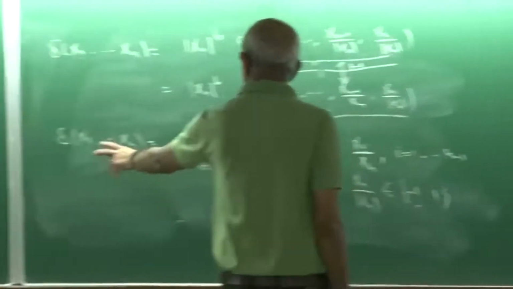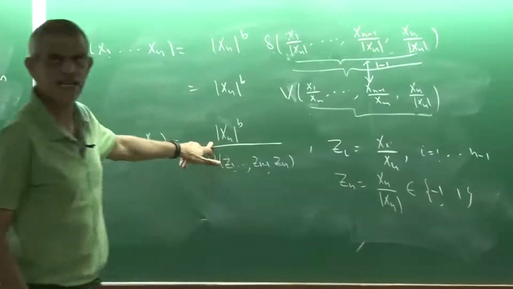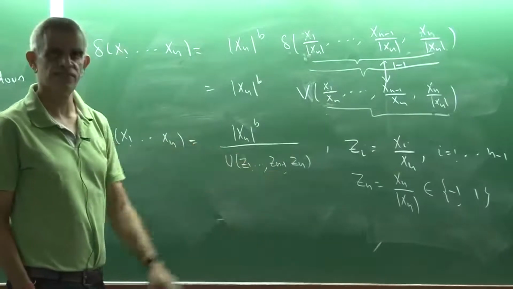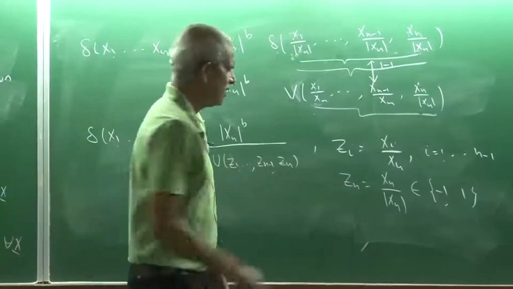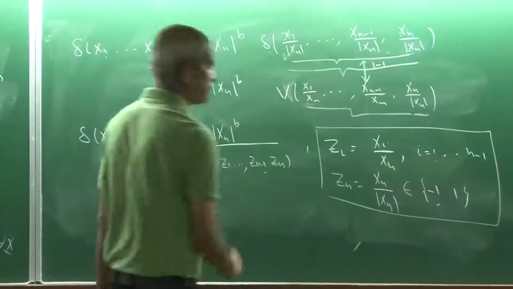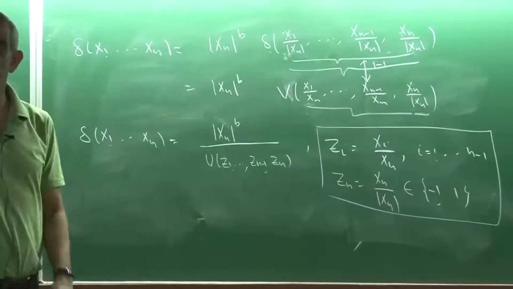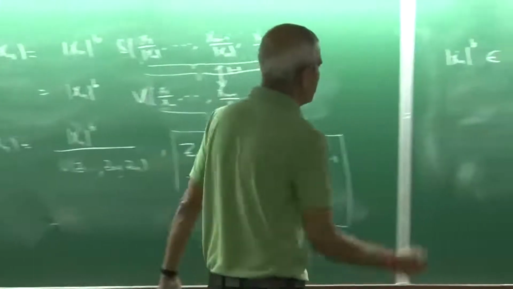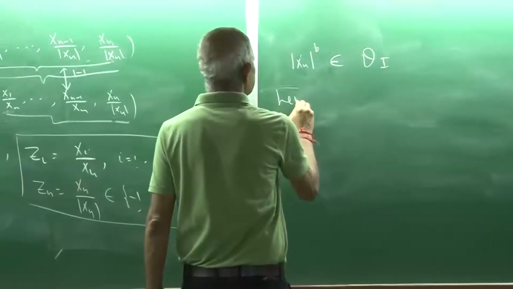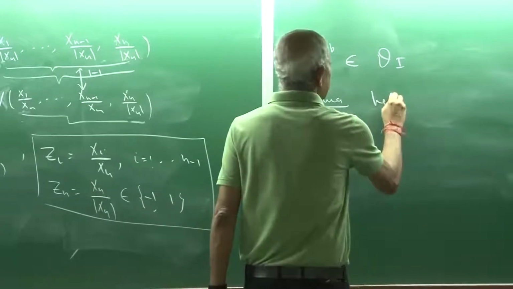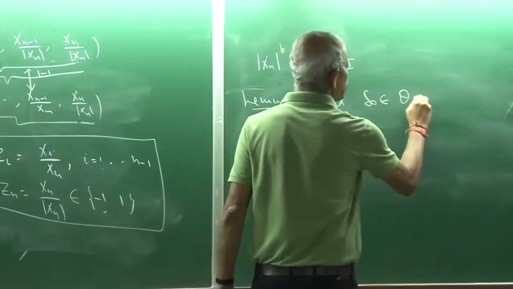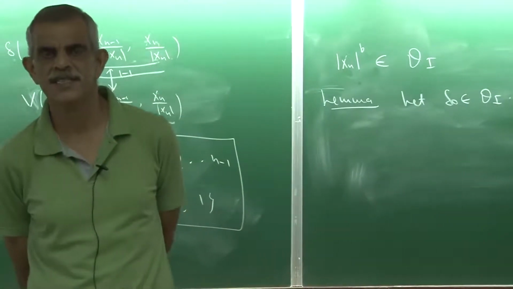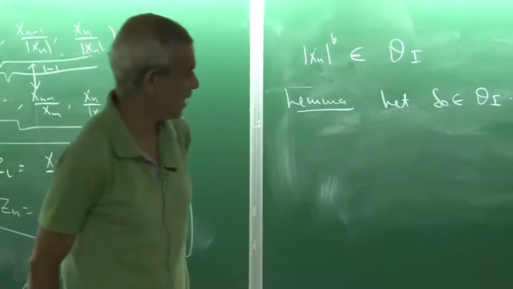So what I have seen is delta is invariant if and only if delta can be written as mod of xn to power b upon some function of z1, z2, zn minus 1, and zn, where the zi's are given by this. Now the question is, can I replace mod of xn to power b by any equivariant estimator? And the answer is yes. So you can write that in terms of a lemma. Let delta naught be any equivariant estimator. That means delta naught of cx1, cx2, cxn is the same as c to power b delta naught of x1, x2, xn.